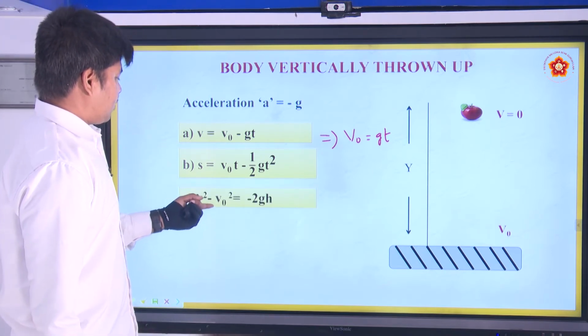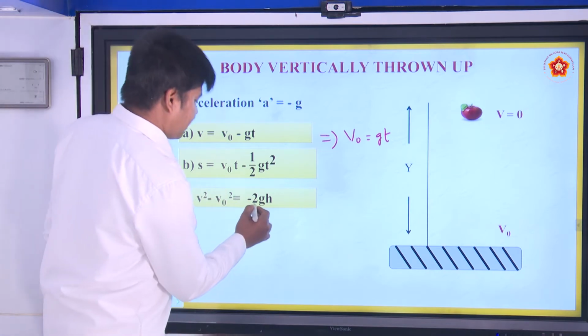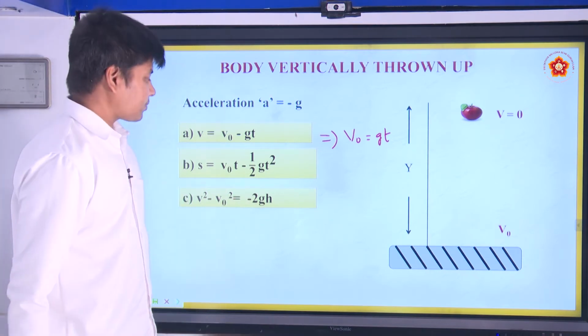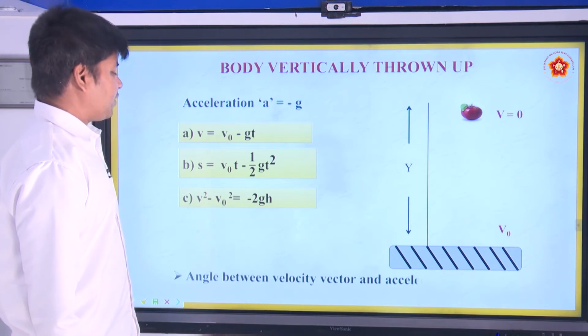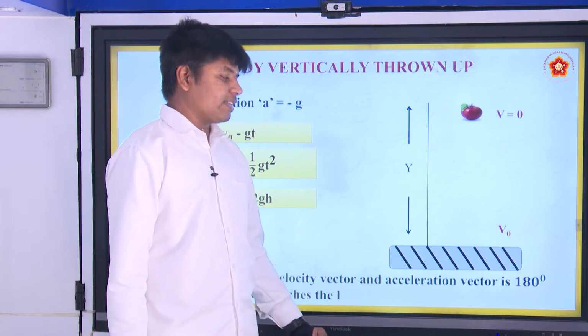V square minus v naught square is equal to minus 2gh. Where there is g, we need to put minus. All right, so let us see how they are changing. The angle between the velocity vector and acceleration vector is 180 degrees.